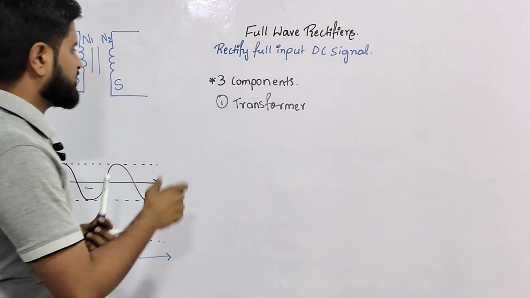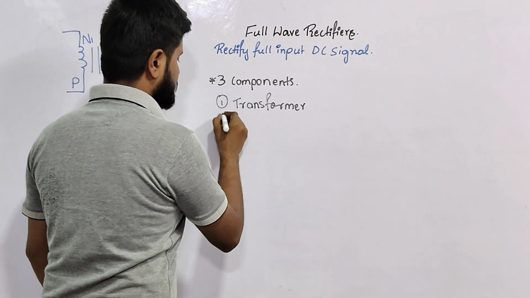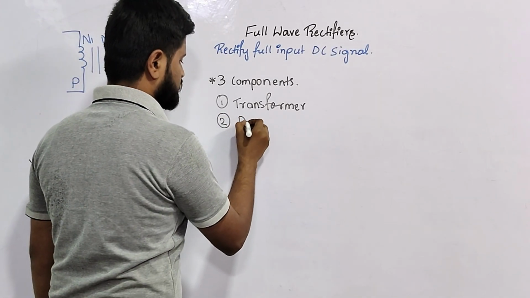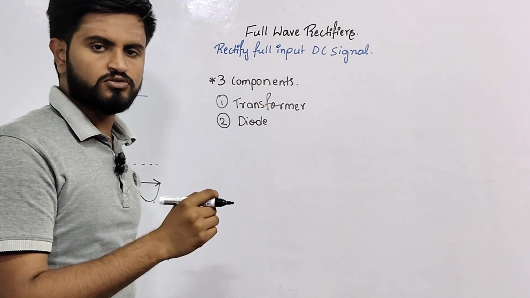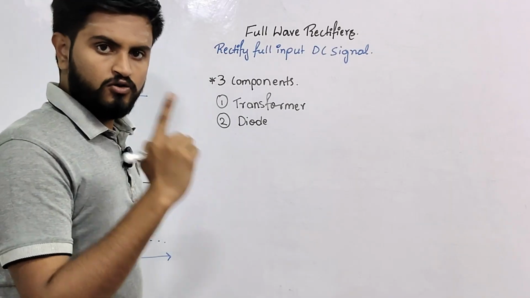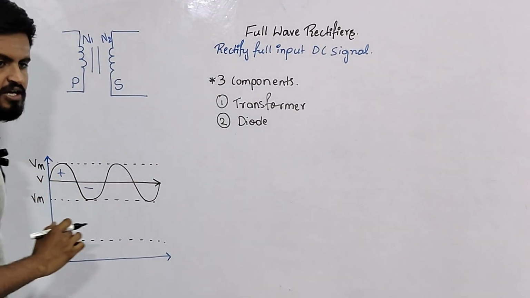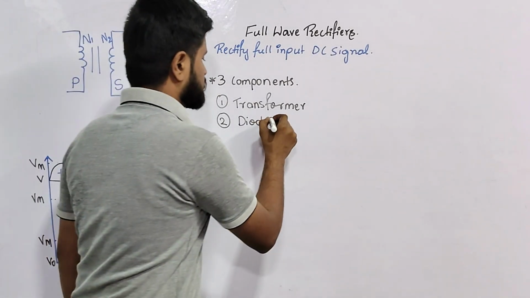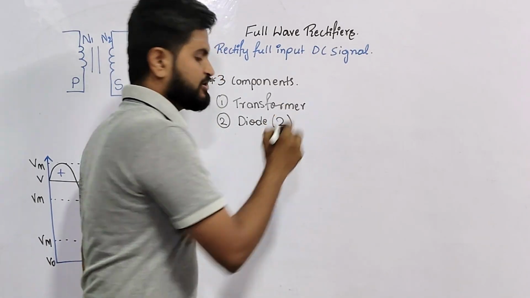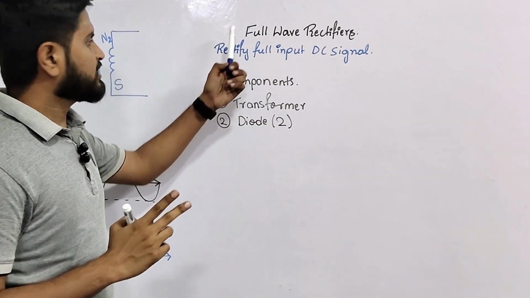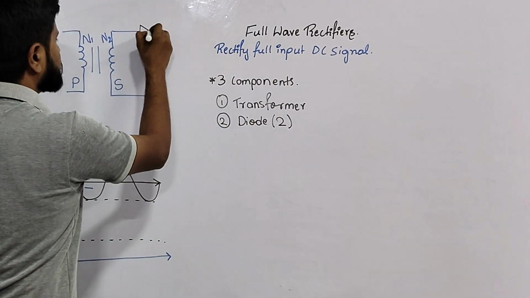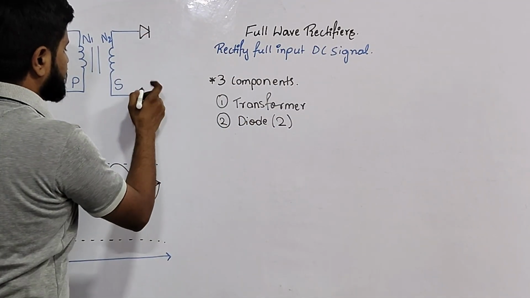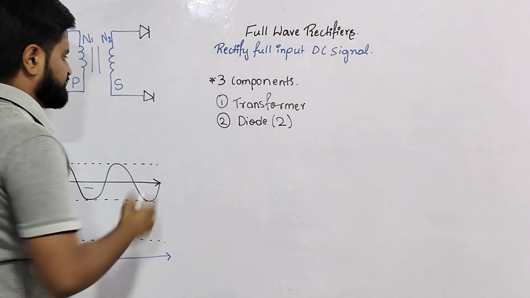Now the second component in the full wave rectifier is the diode. In the half wave rectifier we used only one diode, so only the positive half cycle was rectified. To accomplish full wave rectification, we will use two diodes so that the full wave will be rectified. One diode here and another diode here.